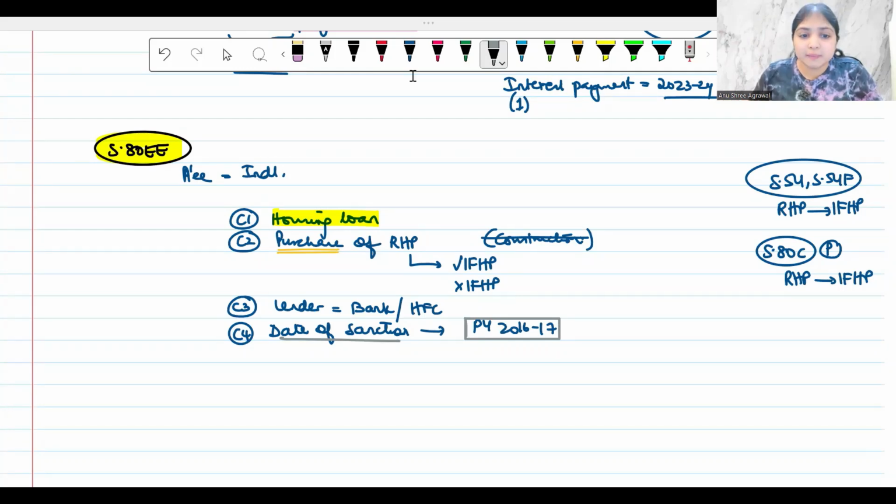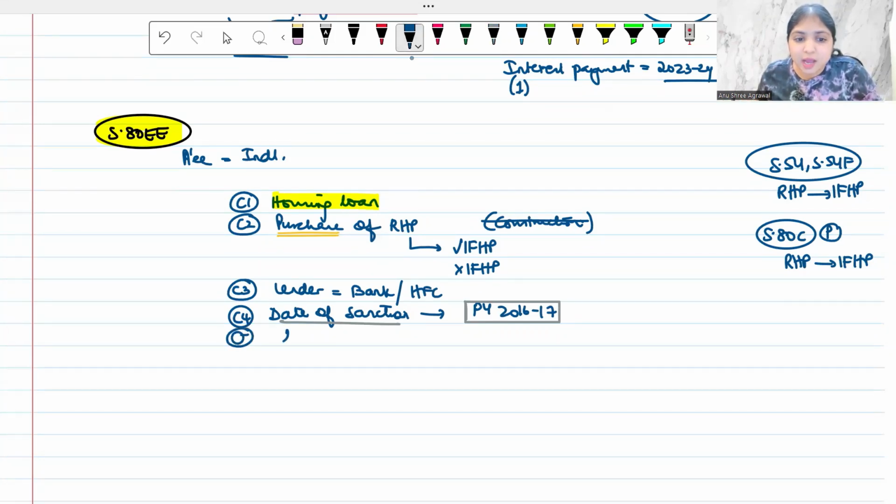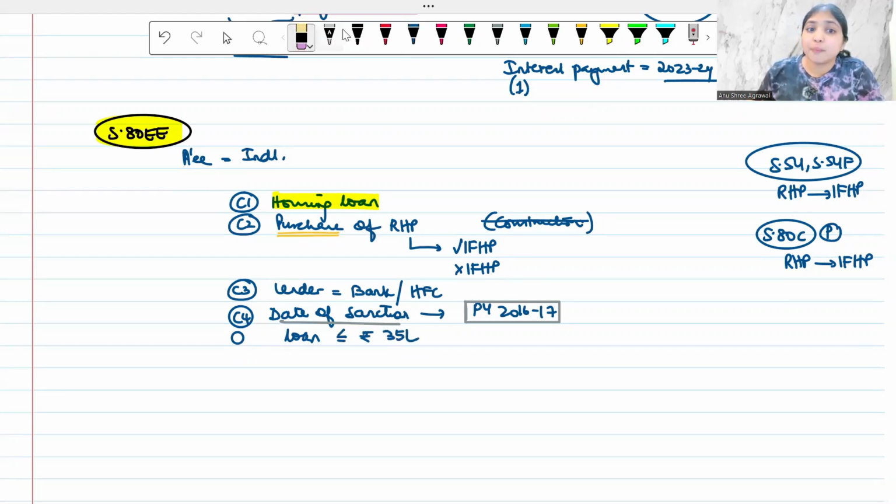Then comes my fifth condition. What is the amount of the loan? How much loan has been sanctioned? Condition number 5, what is the amount of loan sanctioned? The loan amount has to be less than or equal to rupees 35 lakhs. The loan amount should not be more than 35 lakhs. Maximum only 35 lakh loan we are talking about.